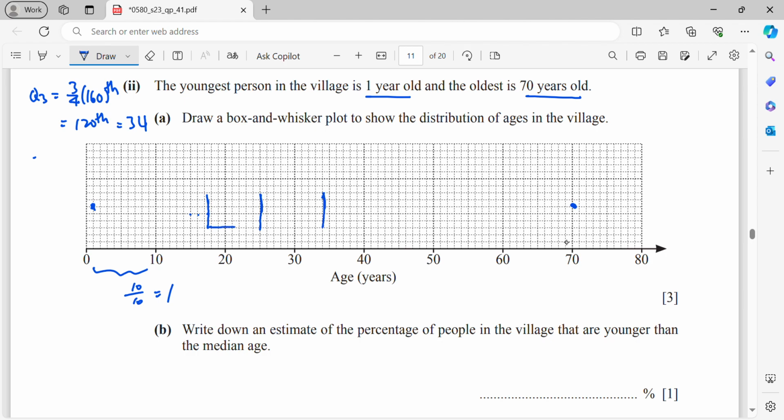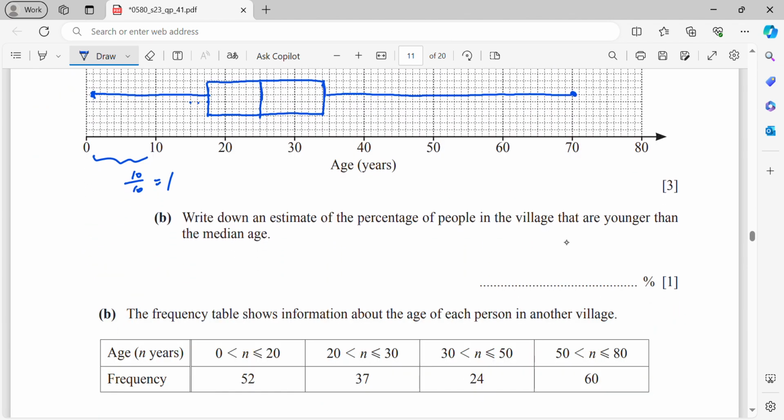Okay, so draw a box for these 3 points and then draw a line to join the greatest and lowest value. So this is our box and whisker plot.